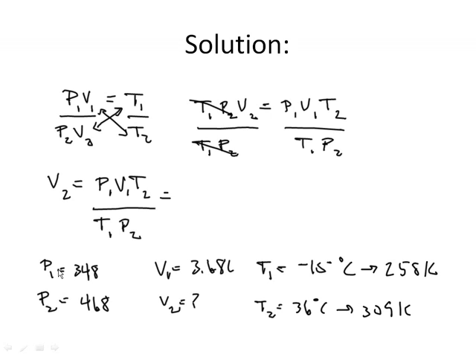So P1 was 348 torr. V1 was 3.68 liters. T2, excuse me, like I said, I'm fighting a cold. I shouldn't say I'm fighting it, I have a cold.